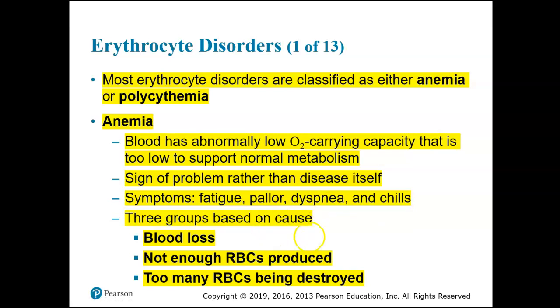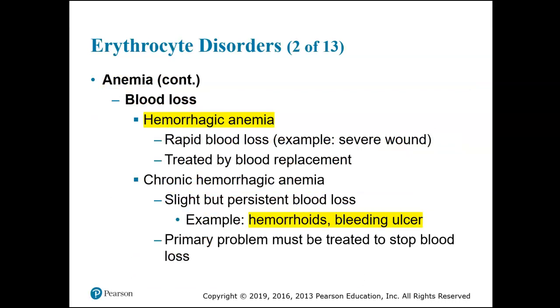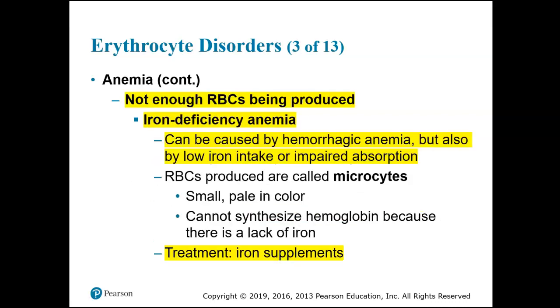Okay, so there are 3 groups of anemia based on the cause. There's blood loss, because if you're going to lose blood, you're obviously going to be anemic. And if you're not producing enough red blood cells, you're going to be anemic. Or if too many of your red blood cells are being destroyed, you're going to be anemic. So there's hemorrhagic anemia that can be caused by bleeding. But internal hemorrhaging could be due to hemorrhoids or bleeding ulcers.